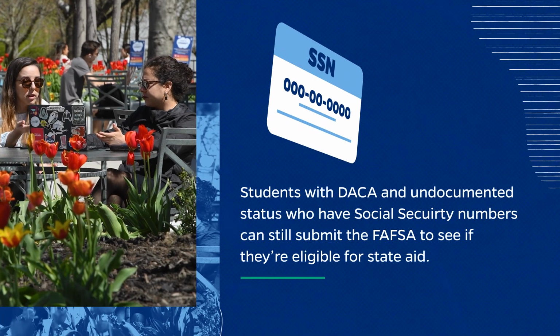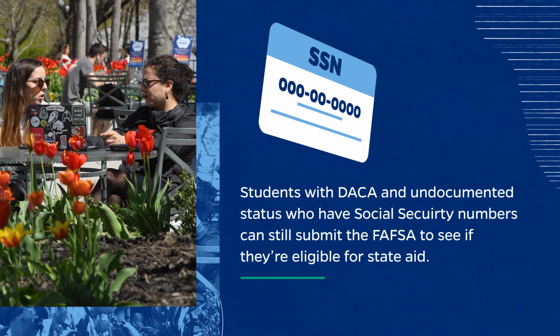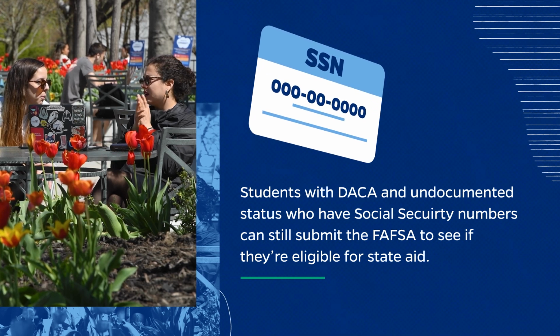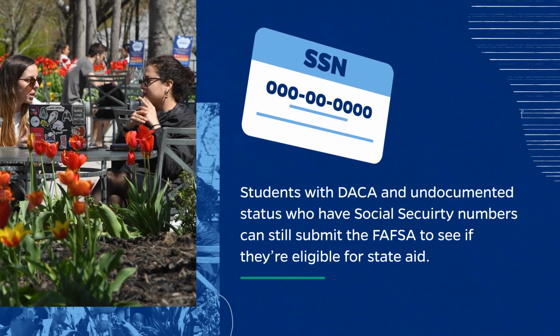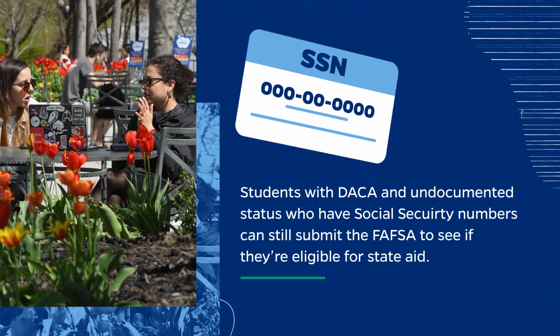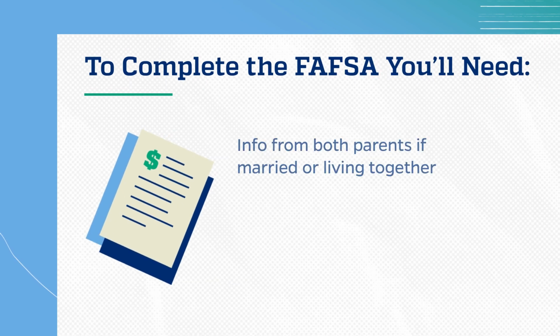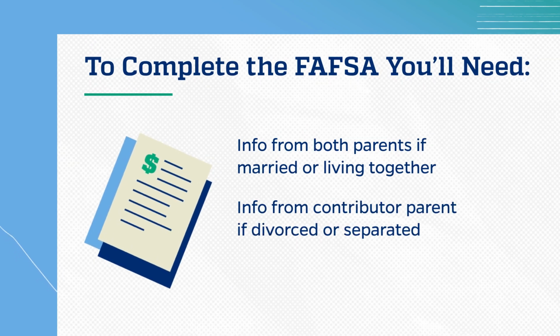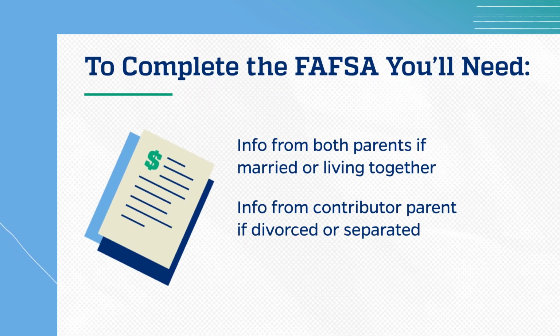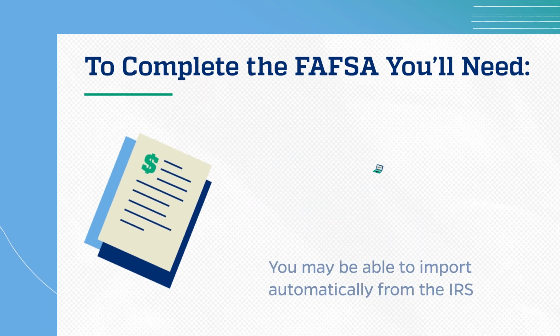Students with DACA or undocumented status aren't eligible for federal student aid. However, if you have a Social Security number, you have the option to submit the FAFSA to see if you're eligible for state aid like grants or scholarships. If your parents are divorced or separated, only the contributor parent, or the parent who provided the most financial support the prior year, will need to complete the FAFSA.